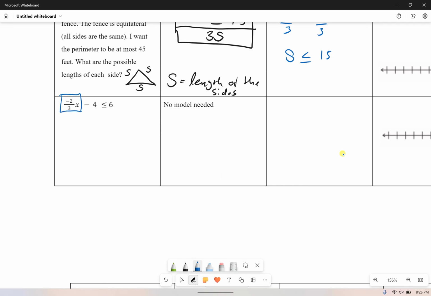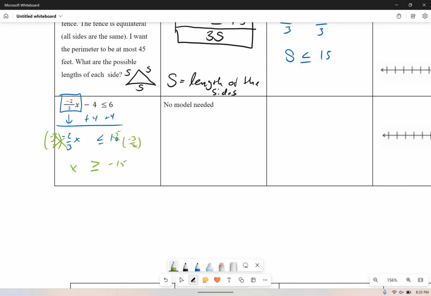Here, that's my variable term. I'm going to add 4 to both sides. I bring this down: -2/3 x is less than or equal to 10. I'm now going to multiply by the reciprocal. Or I'll do this one twice actually. So that will turn into 1x is less than, hold on. I'm multiplying by a negative, which means the direction of my inequality sign has to change. 2 goes into 10 5 times. 5 times the -3 is -15. So that's it.